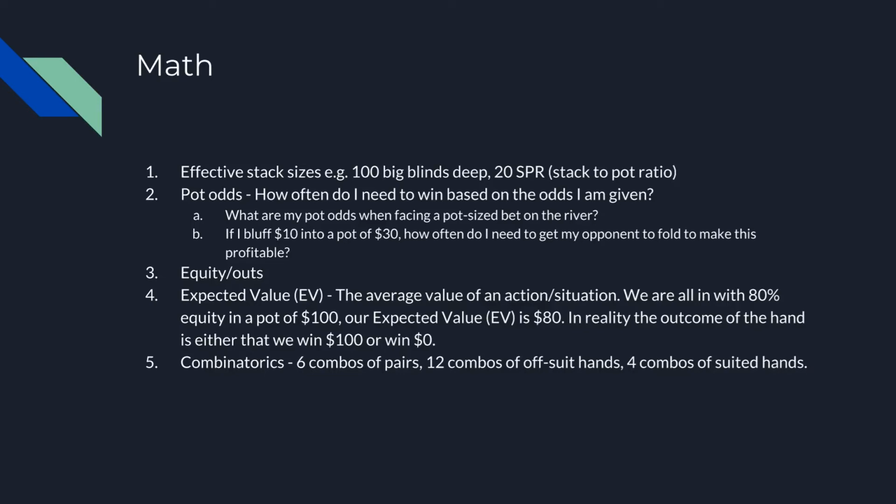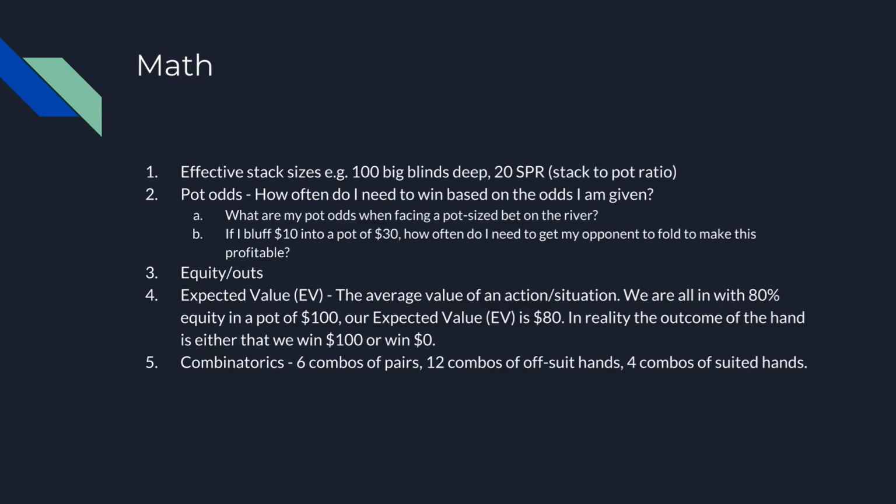Expected value, well, this is the average of an action or situation. So let's say we are all in with 80% equity in a pot of 100. Our expected value is $80, and in reality the outcome of the hand is actually either that we win 100 or we win 0. So EV is a measure of what's supposed to usually happen, but in poker usually you either win or lose the hand, so you either win the whole pot or you lose the whole pot.